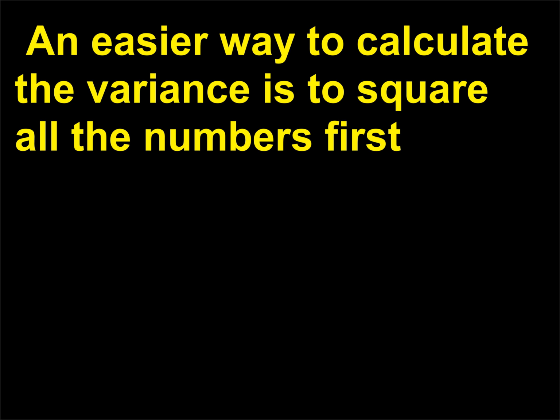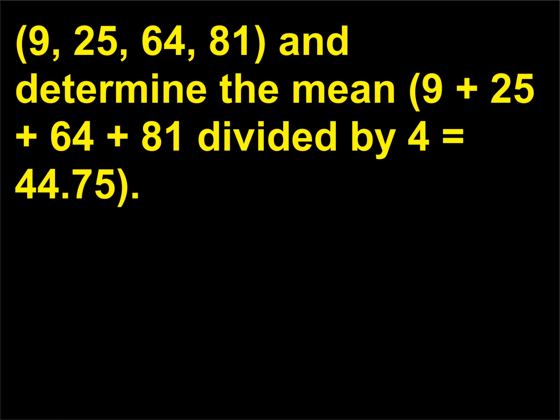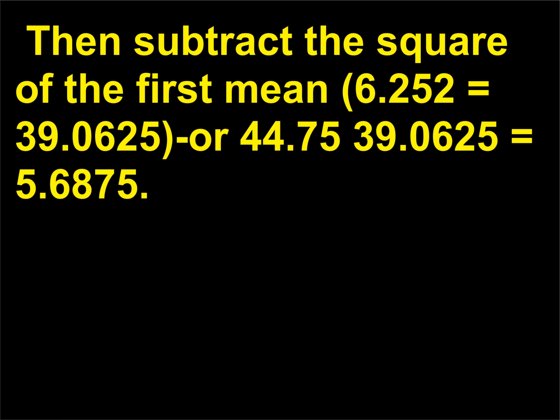An easier way to calculate the variance is to square all the numbers first: 9, 25, 64, 81, and determine the mean. 9 plus 25 plus 64 plus 81 divided by 4 equals 44.75. Then subtract the square of the first mean, 6.25 squared equals 39.0625. 44.75 minus 39.0625 equals 5.6875.